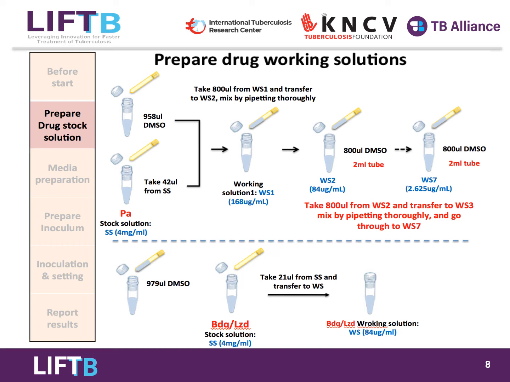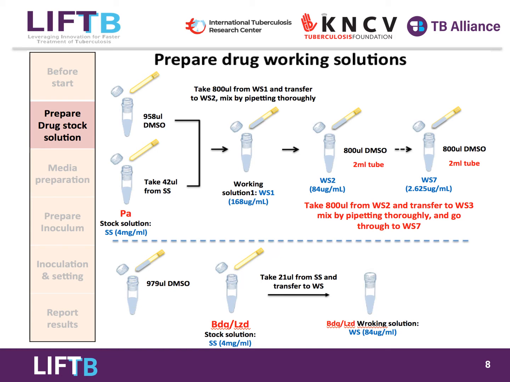3. Prepare WS2 to WS7. Transfer 800 microliter of WS1 using a 1000 microliter micropipette tip to WS2 from step 1B. Mix by pipetting thoroughly or vortexing briefly. Repeat this process to prepare WS2 to WS7.